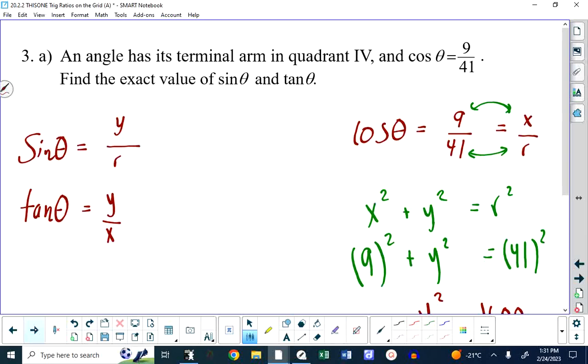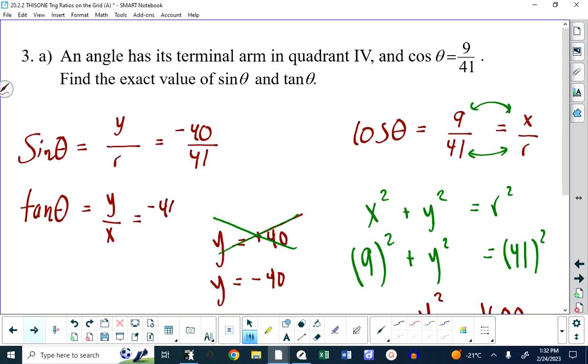So when we got to this conclusion that y equals positive 40 and y equals negative 40, we throw that over the boards. We don't want the positive. And that means the answer is, for sine, negative 40 over 41. That's y over r. And for tangent, it's negative 40 over 9.